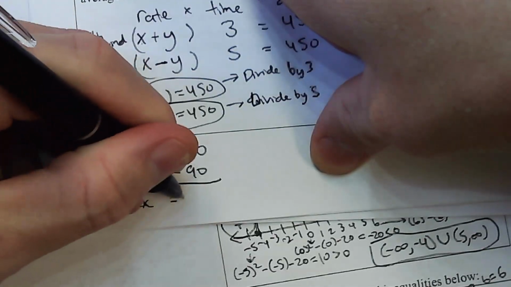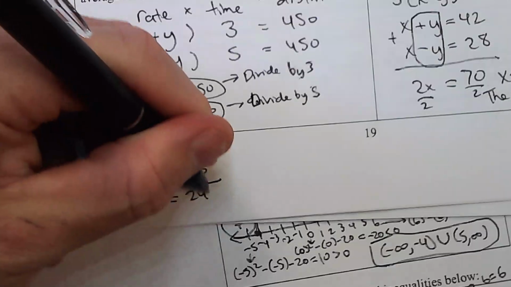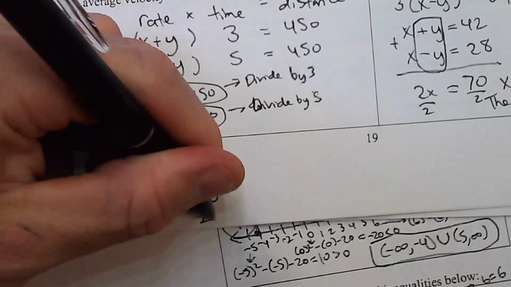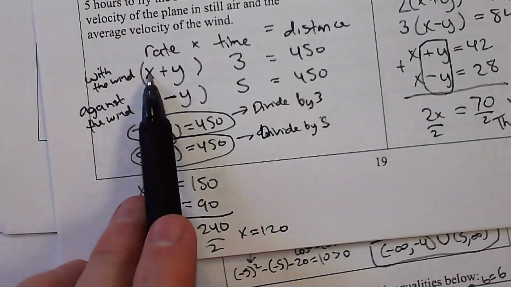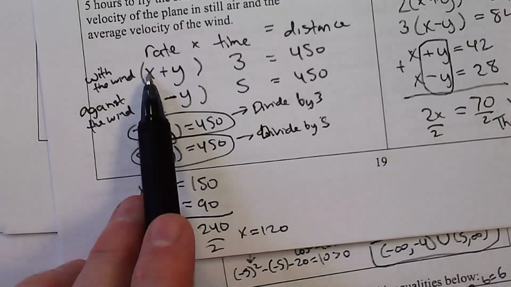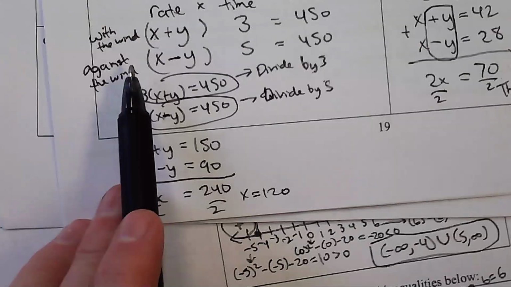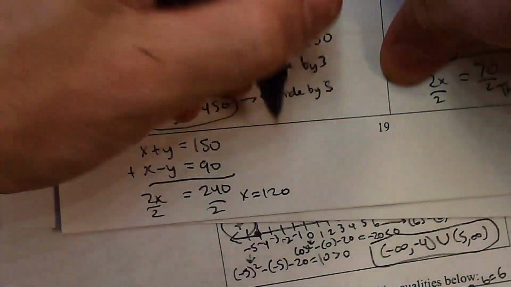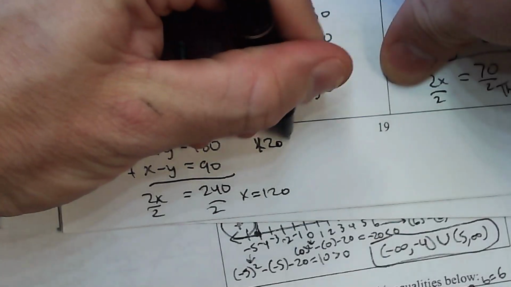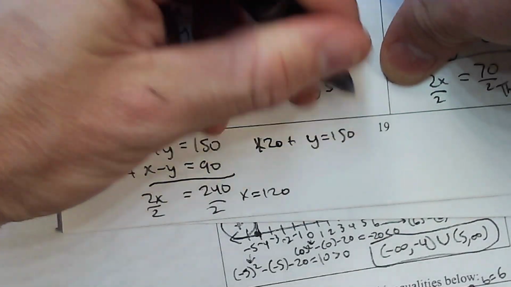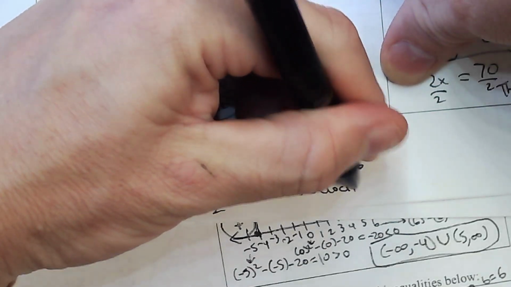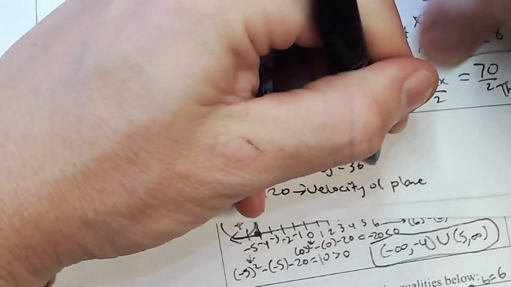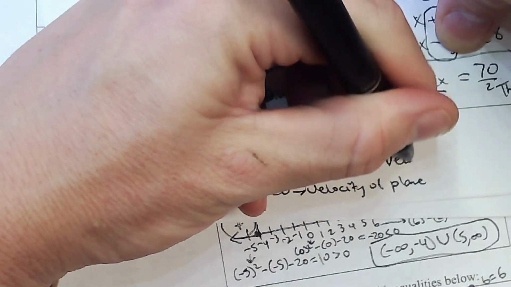Then you could just add. So it'd be 2x equals 240. Divide by 2, divide by 2. So it's 120 miles per hour is the average velocity of the plane. That's the velocity of the plane. And then to find the velocity of the wind, it'd be x, or 120, plus y equals 150. Subtract 120, subtract 120, y equals 30. So this is the velocity of the plane, and this is the velocity of the wind. Velocity.